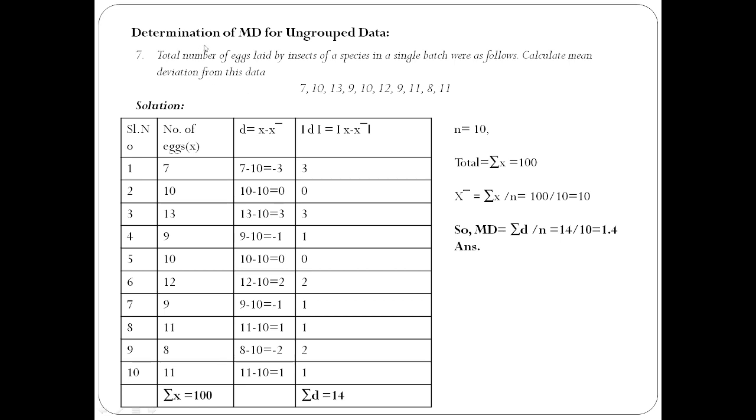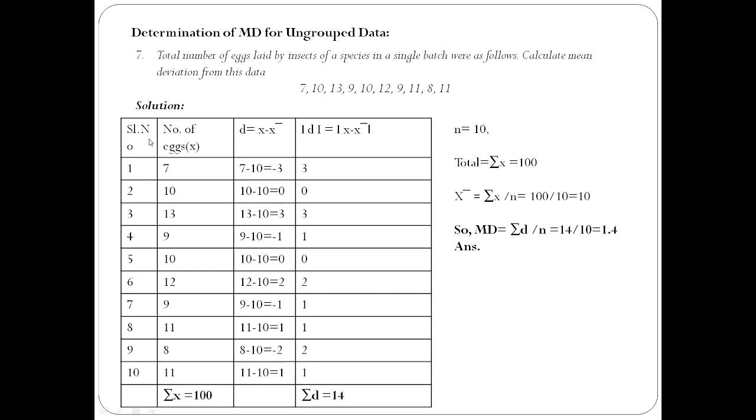Using this example, it will be very clear to you how to calculate the mean deviation and what the mean deviation is. It becomes very easy after looking at this example. The total number of eggs laid by an insect of a species in a single batch were as follows. Calculate the mean deviation from this data. Here the data is represented. There is no frequency, so it is ungrouped data. So in this ungrouped data, how do we calculate mean deviation?